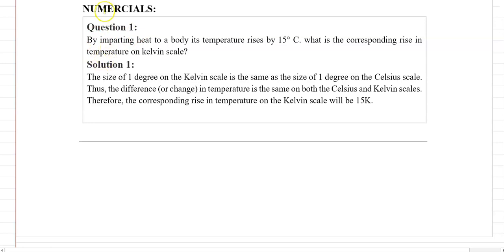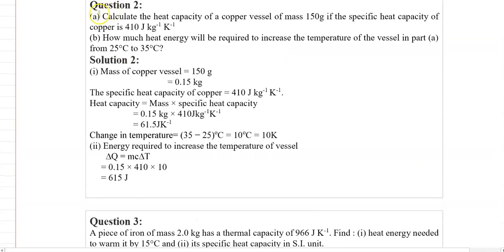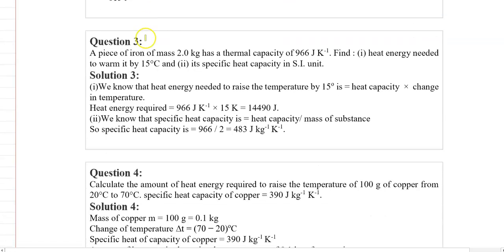The first question is, by imparting heat to a body, its temperature rises by 15 degrees centigrade. What is the corresponding rise in temperature on the Kelvin scale? We know the change on the centigrade scale equals the change on the Kelvin scale. A 1 degree centigrade change equals a 1 Kelvin change. So this 15 degrees C will be 15 Kelvin. These are very easy questions, you can see.